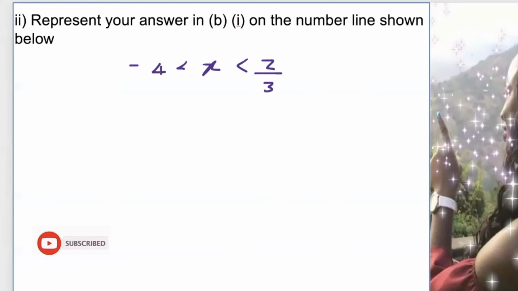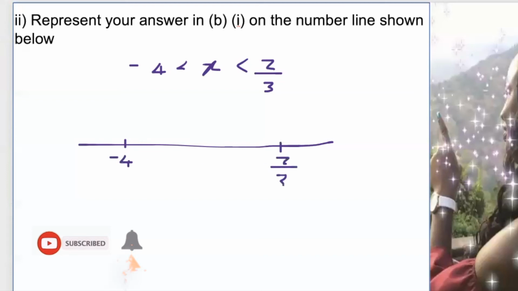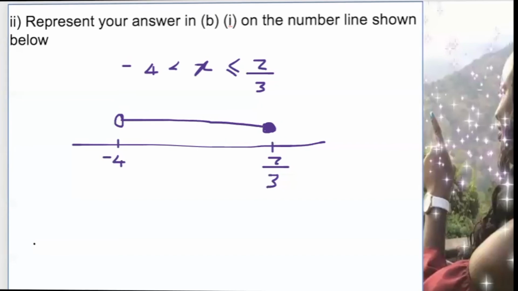Now this will be on the number line. So representing this on the number line, I'll just have negative 4 on the negative side, so it will be on the left, and positive 2 over 3 will be on the right. So at negative 4, I will have an open circle, and because this should be equal to, it's going to be shaded above, and then I connect the two lines. So this represents the inequality that I have above.